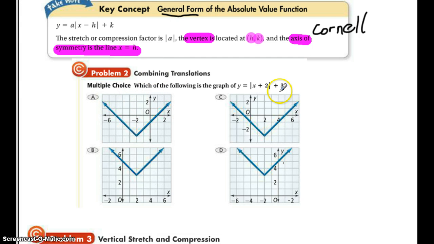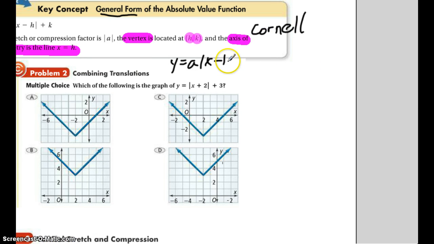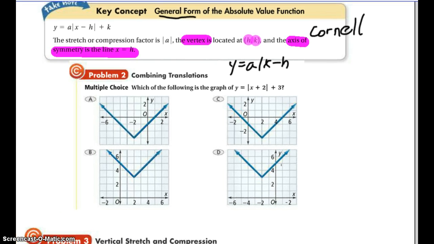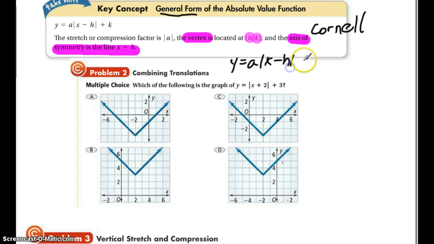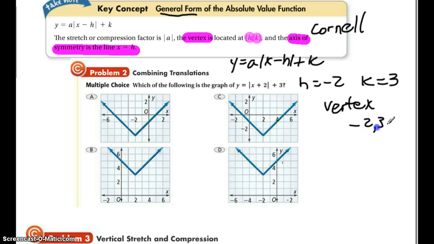Down here, combining translations, I still have that y equals a absolute value of x minus h plus k to look at. So here, my h value and my k value are right there. My h is going to equal, remember, take the opposite of it, and my k value is what it is. So if I wanted to write out the vertex of this, I'm going to have (-2, 3).